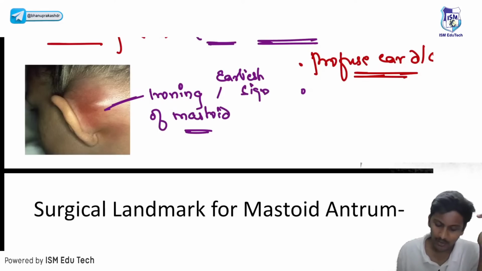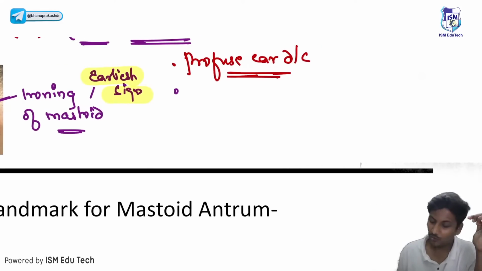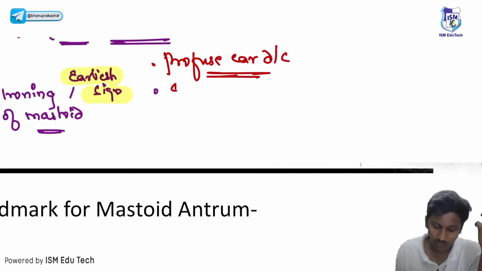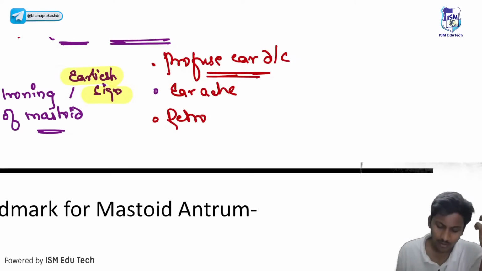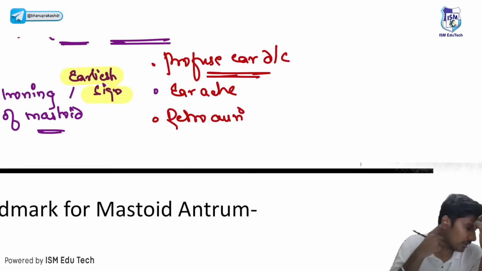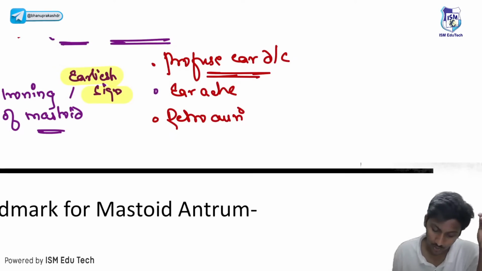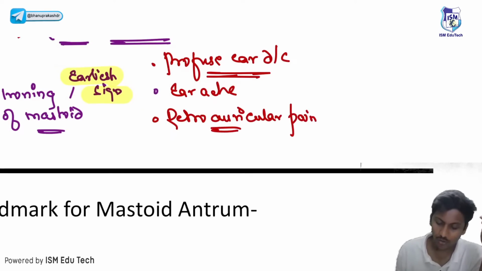Along with that, I've told you the symptom will be profuse ear discharge. Apart from that, the patient will also complain of earache. Along with earache, the patient will also have retroauricular pain because the infection is behind the pinna. So the patient will have retroauricular pain as well. That's important.